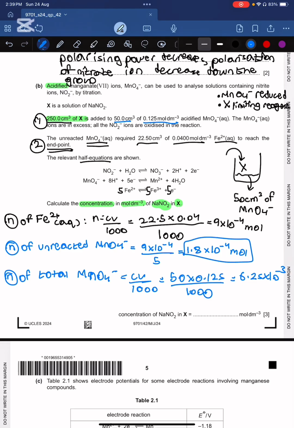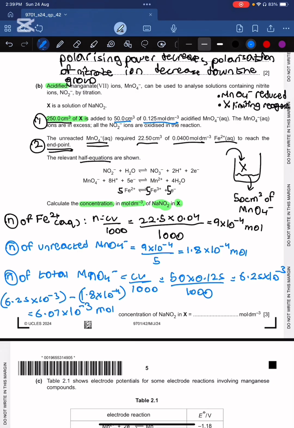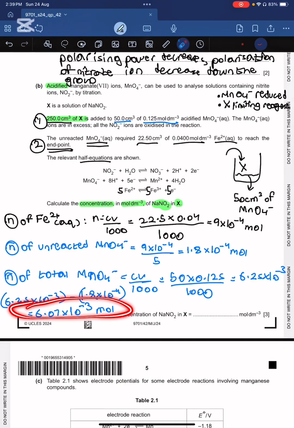This is the unreacted moles. When I subtract 1.8 times 10 to the power minus 4 from 6.25 times 10 to the power minus 3, what am I left with? I am left with 6.07 times 10 to the power minus 3. What is this? This is the moles that reacted with X. Now it's time to do another stoichiometric ratio to go from manganate ions to nitrite ions.